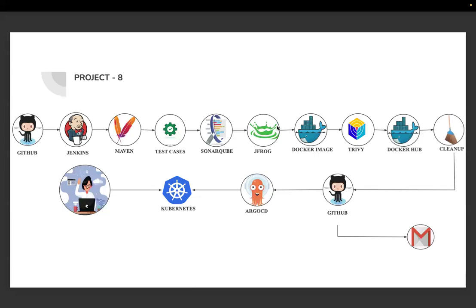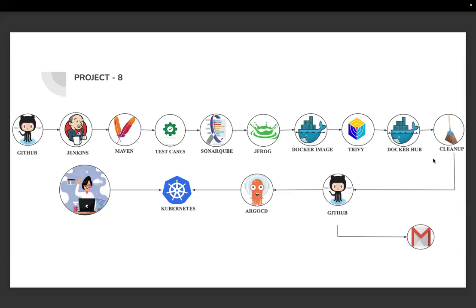Once the artifacts have been pushed to the S3 bucket, our Docker image is going to be built. Once the Docker image is built, the scanning of the Docker image is going to be done by the Trivy tool. Once the scanning is completed, the Docker image is going to be pushed to hub.docker.com, that is Docker Hub. And once the Docker image is pushed, we are going to perform cleanup activities to free up space on our Jenkins machine, like removing the Docker image and removing the unwanted things from the Jenkins machine.